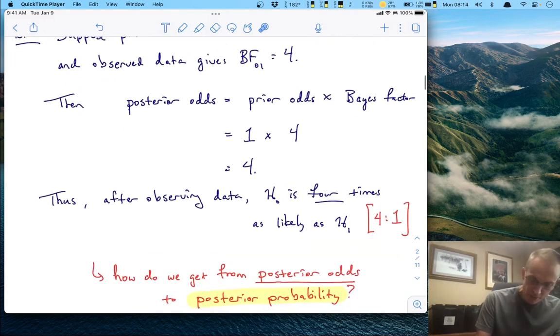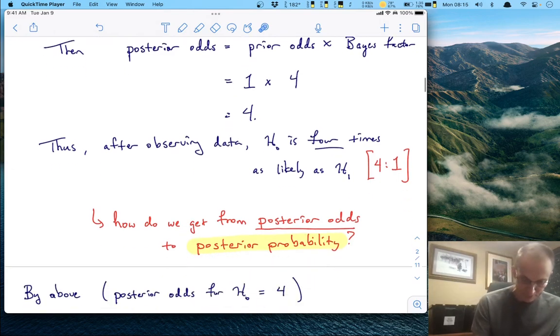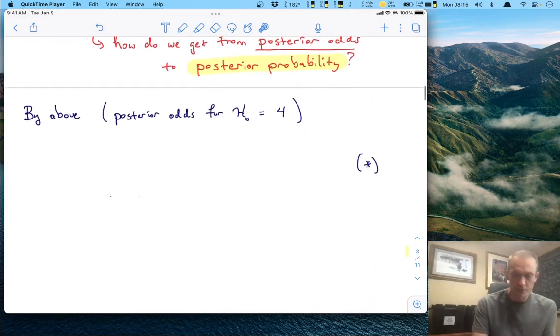So the question that you might have is, how do we get from these posterior odds to an actual posterior probability? We've stated over and over that one of the limitations of classical statistical inference is that it does not give us the probability that the model is correct after observing data, this posterior probability. So how can we get from this thing that we have, posterior odds, to that vaunted quality that we would like to see? Well, let's do a little bit of algebra.